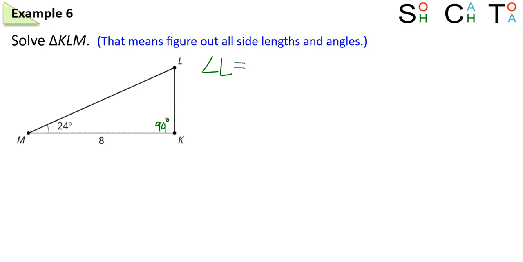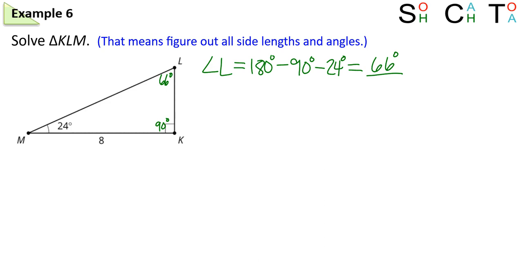So the angle L isn't too difficult to calculate because we know that we have a triangle, so we know that those angles have to add up to 180. So if we subtract the two angles that we know, it should give us the measure of that third angle L. So 180 minus 90 minus 24 gives us 66 degrees. So angle L is 66 degrees. So one down, we've got two more things to figure out.